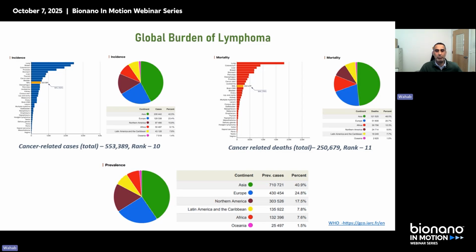Just to back up for a minute and assess it from the perspective of global burden. Lymphoma, in terms of cancer-related cases, ranks in the top 10 incidence-wise. In terms of its mortality, it ranks close to the top 10, 11th actually, and it affects all types of ethnicities or ancestries across the different continental representations here. The prevalence is fairly high in the Asian subset, as well as the European.